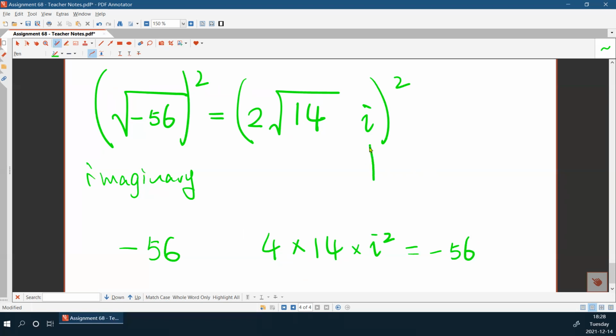Remember, using the imaginary unit i, you can eliminate the negative sign under a square root, because usually we don't write numbers like this. We need to put the negative sign outside the square root symbol. You understand?